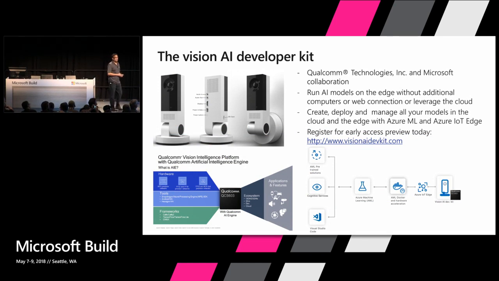This is our partnership with Qualcomm. What we are doing here is enabling Qualcomm, this QC603 is a chip which is AI enabled, which means it's accelerated, and IoT Edge runs on it. They have a dev kit for this, and it would be available this summer or fall. If you want to be part of it, you can register here. There's a URL here, visionaidevkit.com. Based on that, we will give you early access to this hardware and all the software around it so that you can play around with it.